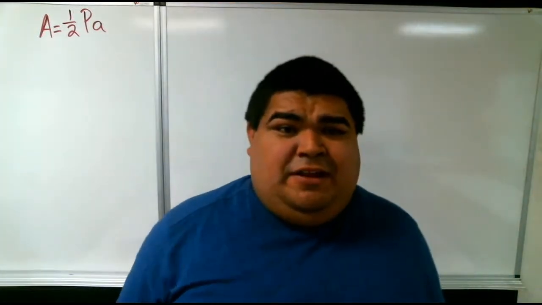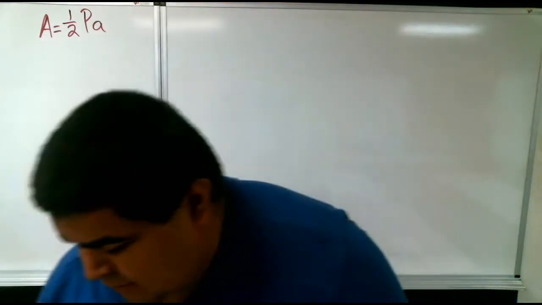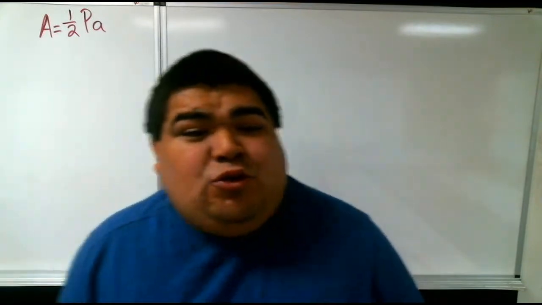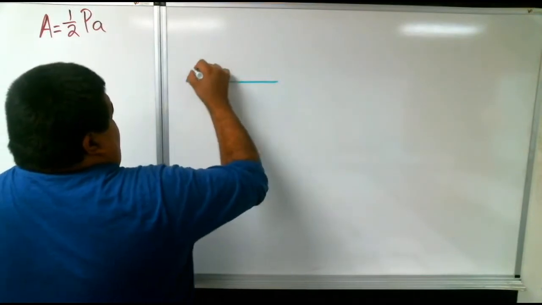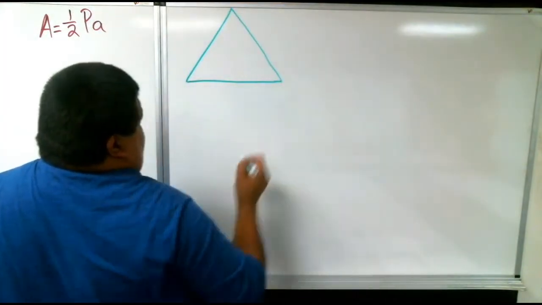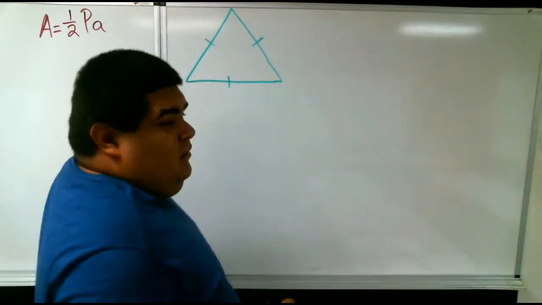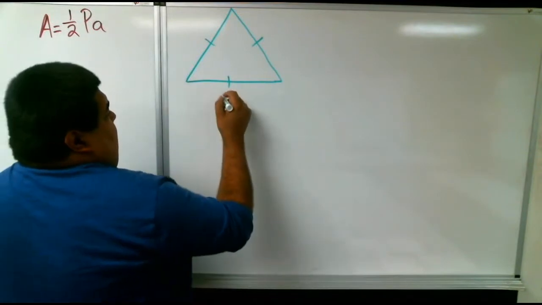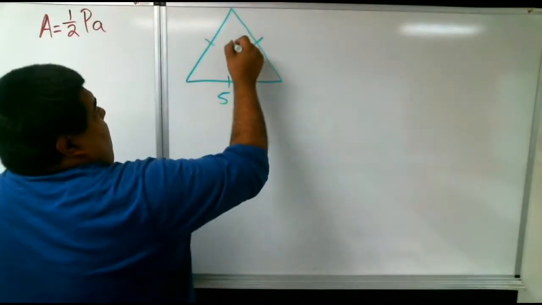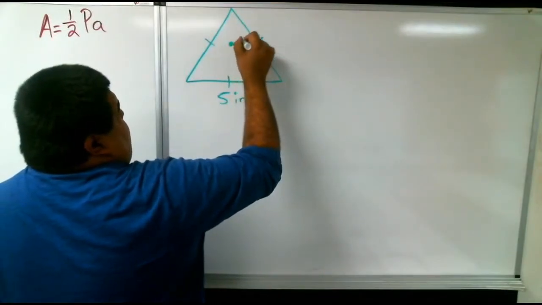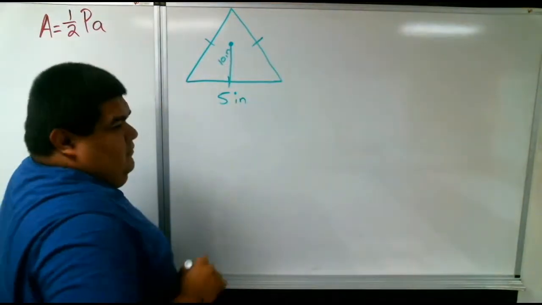You might ask yourself again, P is perimeter. What do you mean by perimeter? Perimeter is, if I were to draw that same triangle, and I were to say all the sides are the same. One side is 5 inches. Our apothem is 10 inches.